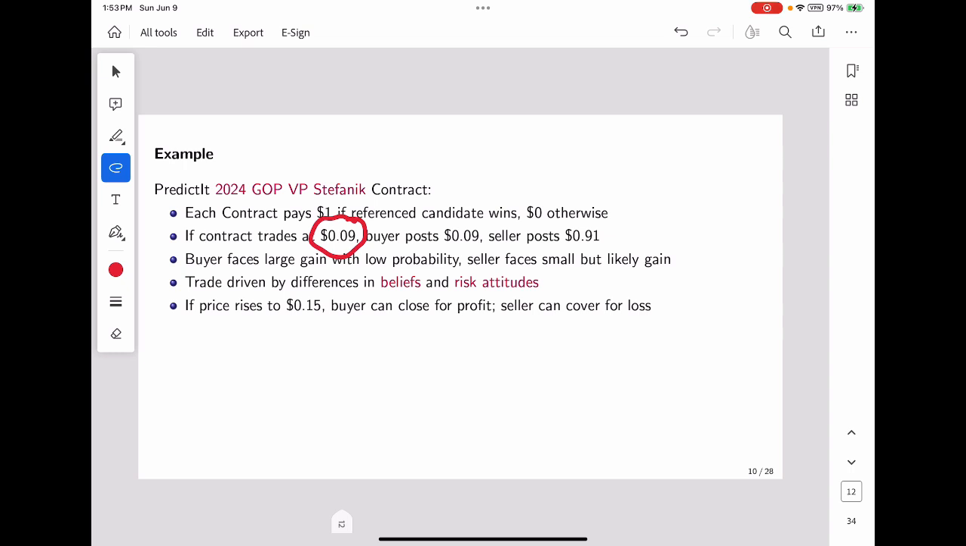And suppose that after a couple of days, the price goes up, let's say, to 15 cents. In this case, you can then sell the contract for 15 cents, and you'd have made some money. And it could be that the person you bought the contract from is different from the person that you're selling it to. But in your case, you would have taken something that cost 9 cents and sold it for 15 cents.